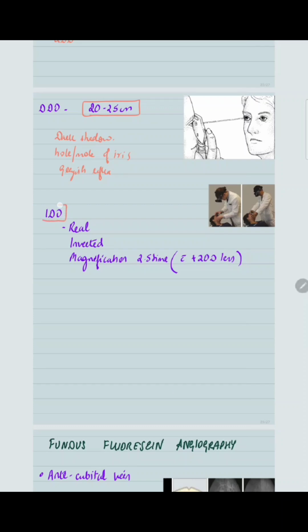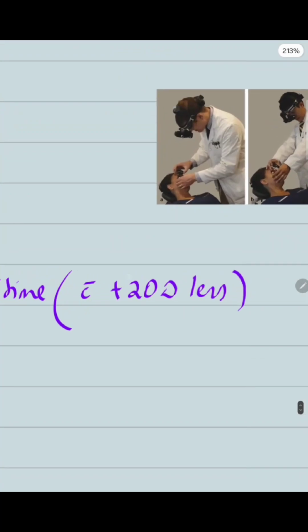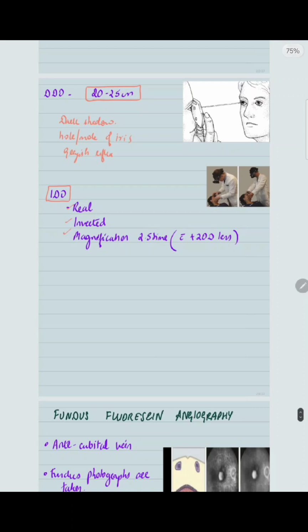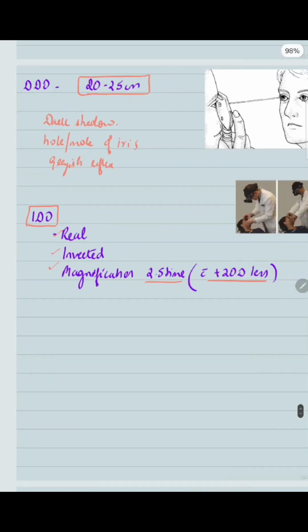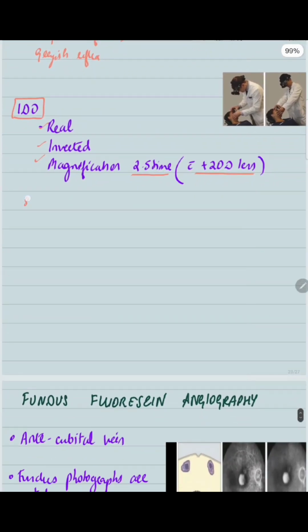Then next is IDO, indirect ophthalmoscope. Here the distance from the patient is at arm's length. We will examine the patient. Characteristics of the image: it is real, inverted, and magnification is 2.5 times with plus 20 diopters. It is 8 disc diameters in focus.